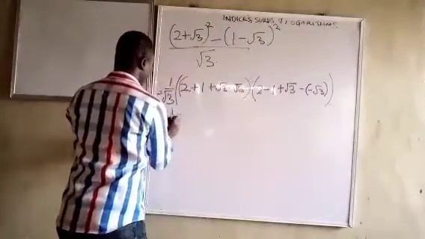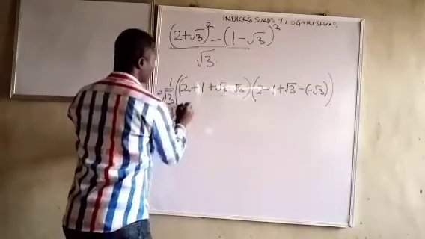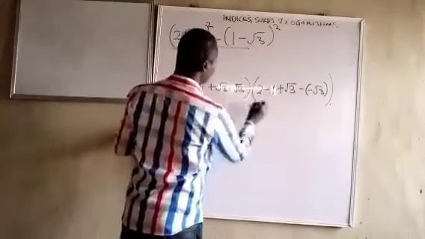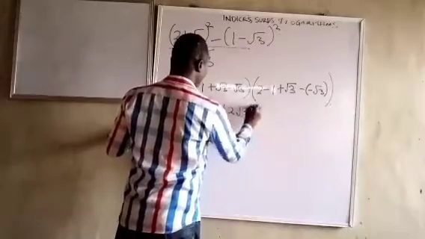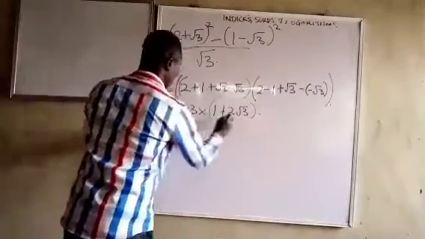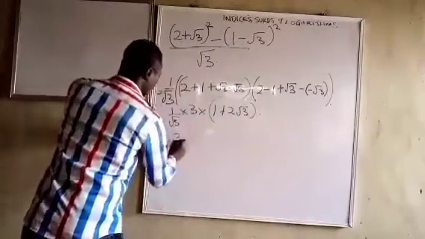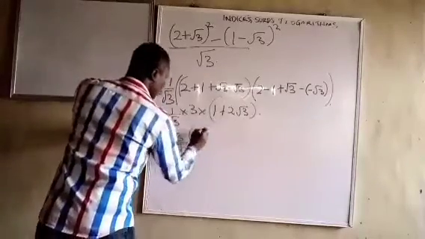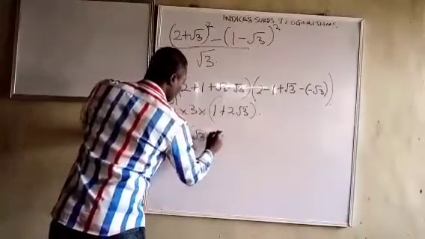So what does it give us? It gives us 1 over root 3 times 3. This one is 3 times (1 plus 2 root 3). So what does it give us? It gives us 3 over root 3 times 3 into, if you multiply this one by root 3, plus 2.